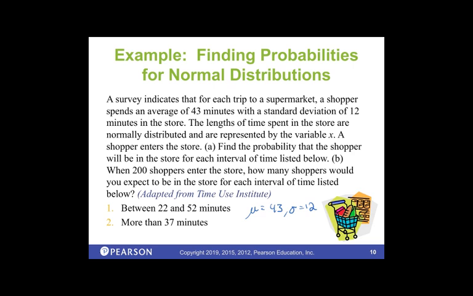So for part A, number one, they're asking for the probability that x is between 22 and 52 minutes, right? So we will find the z-scores associated with these. The first z-score would be 22 minus 43 divided by 12.